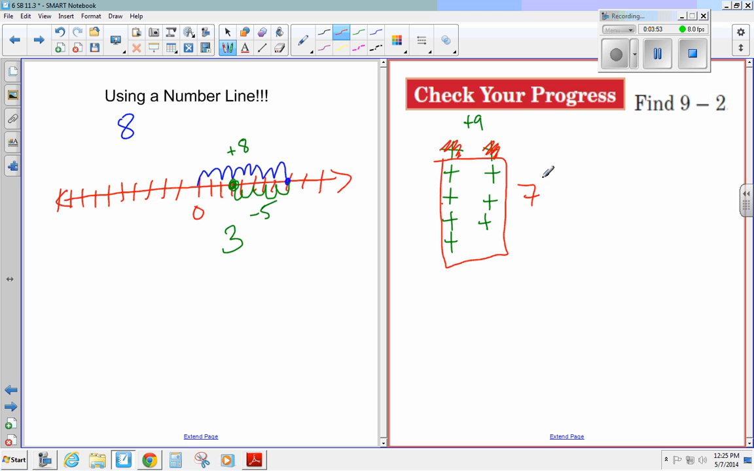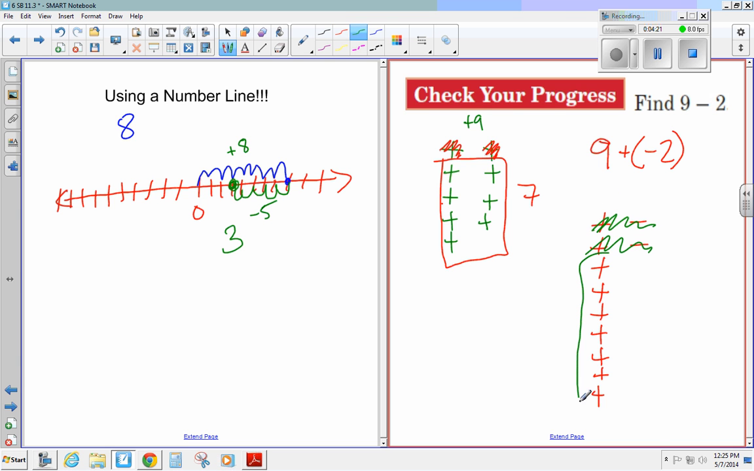You could think about the other way. You could think about this as being 9 plus negative 2. Plus negative 2 means if I had 1, 2, 3, 4, 5, 6, 7, 8, 9, so 9 positives and 2 negatives, then these would cancel, so this is what we have left over.